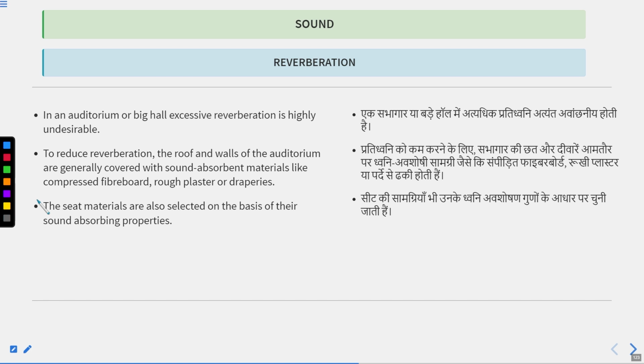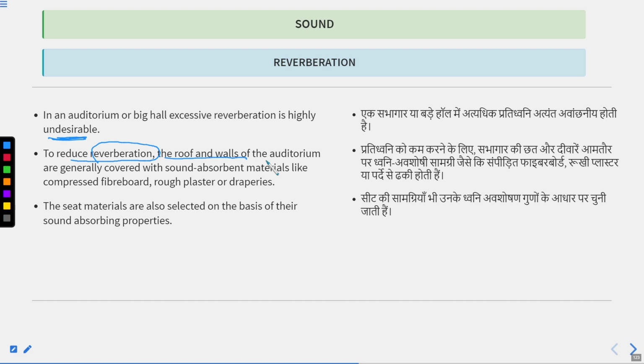In an auditorium or big hall, excessive reverberation is highly undesirable. Okay? In a big auditorium, if excessive reverberation takes place, then you will not be clearly able to hear what a person in the middle is saying. So we always try to reduce that multiple reverberation. And how do we do that?